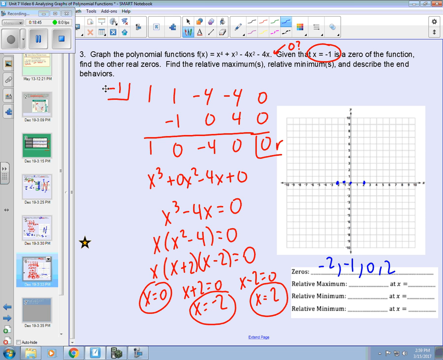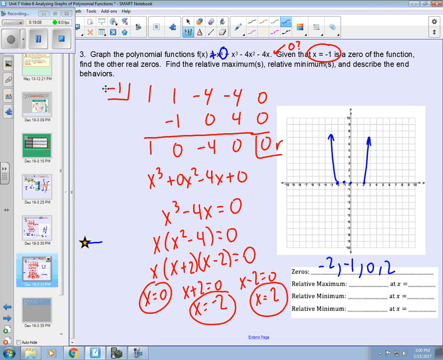All 4 of those places it should pass through the x-axis. Okay, now we got to fill in what are the maximums and minimums. This one's positive, and so we should know that on the right side here it's going to be increasing, but this is an even degree polynomial, which means both arrows should be pointing the same way, so it should also be increasing on this side.